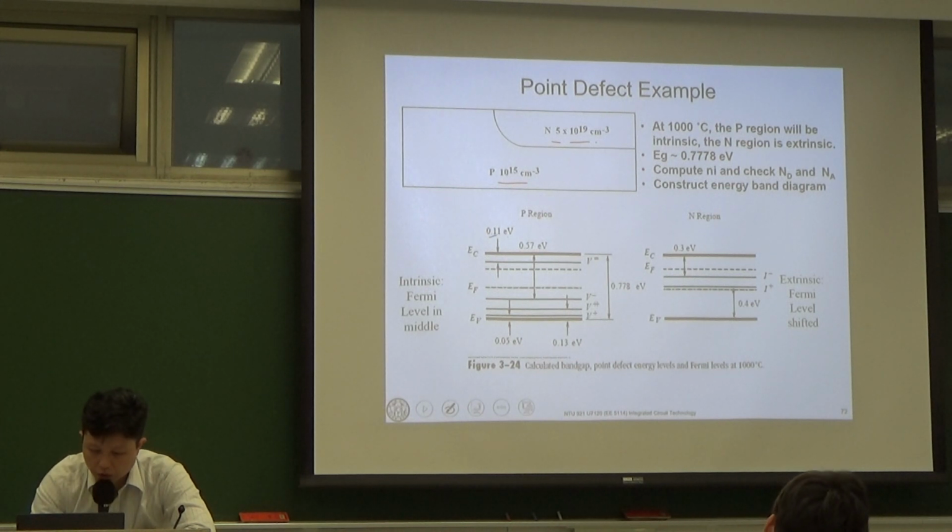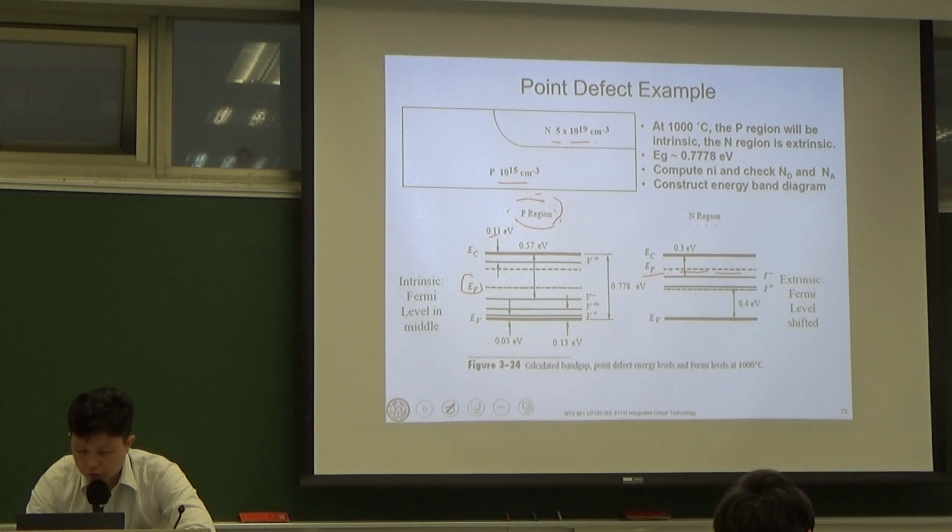It's 0.11, 0.57. So once we have this band gap plotted here, this is for the P region. But in the N region, you can see your Fermi level is now closer to your conduction band. This is the intrinsic Fermi level, roughly in the middle of your gap.